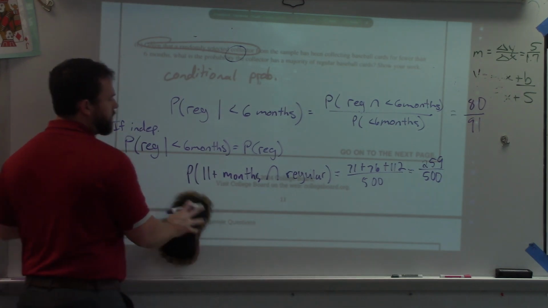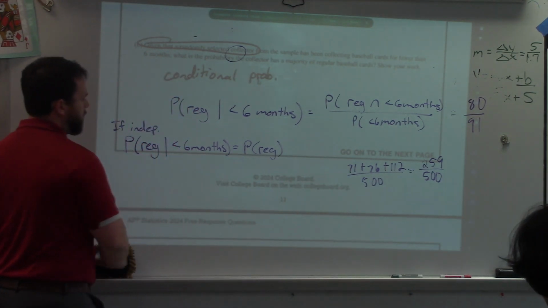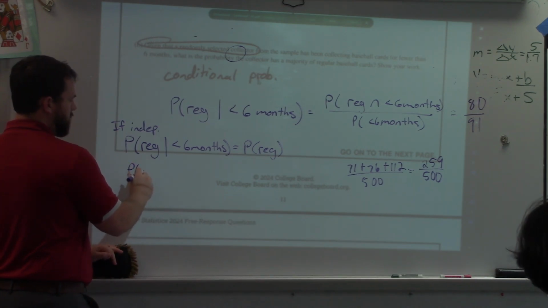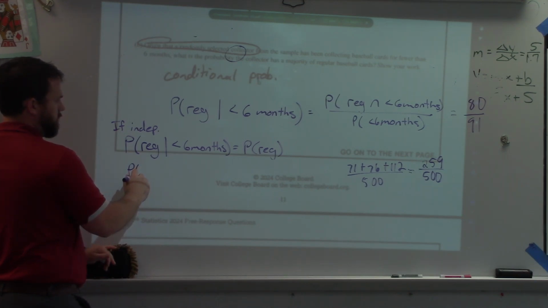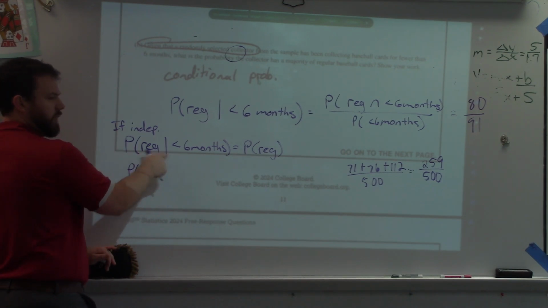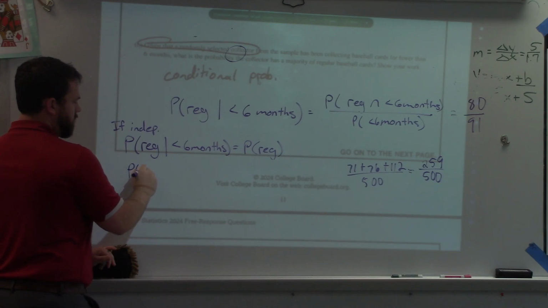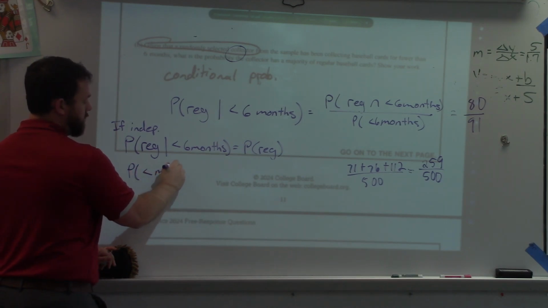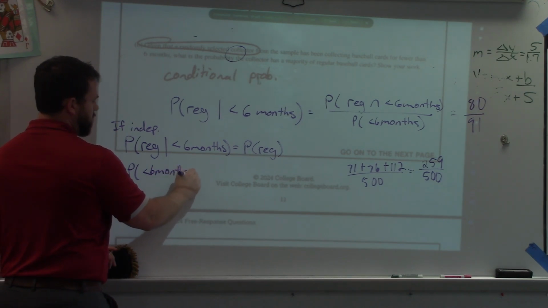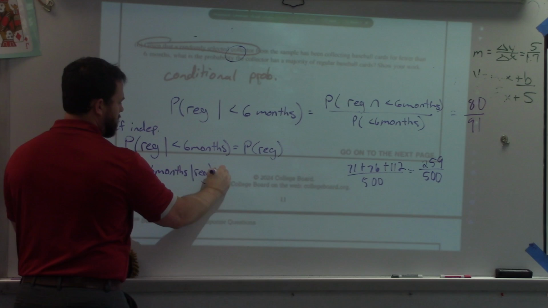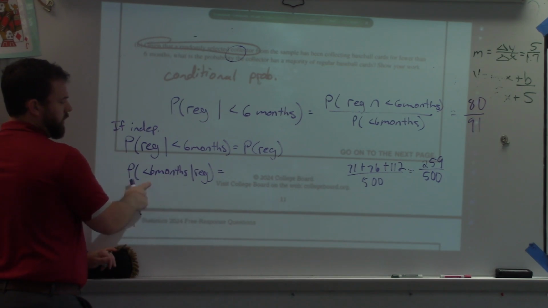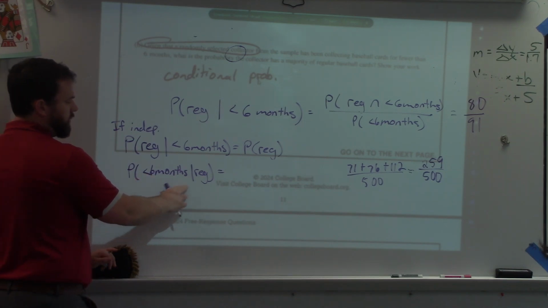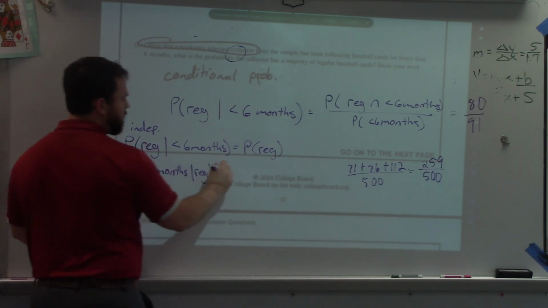What's the other way I could have checked to see if these two events are independent? You could just check the intersection. You said something the other day about the complement of regular. I would have just done this. I guess you could do the opposite. But what would the probability of less than 6 months given regular equal? The probability of less than 6 months, right?